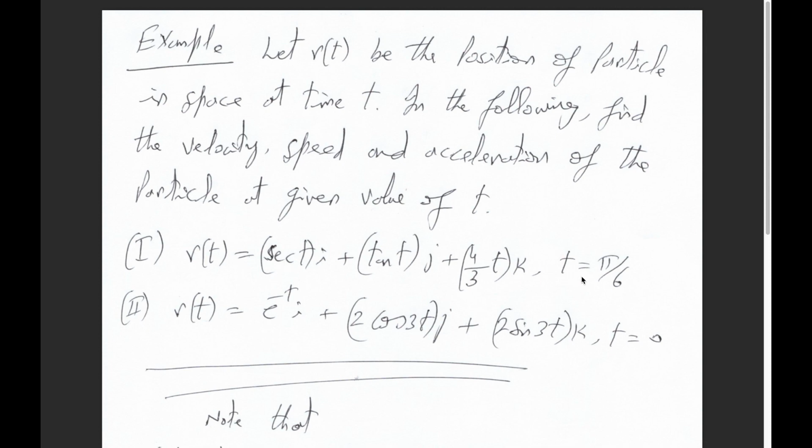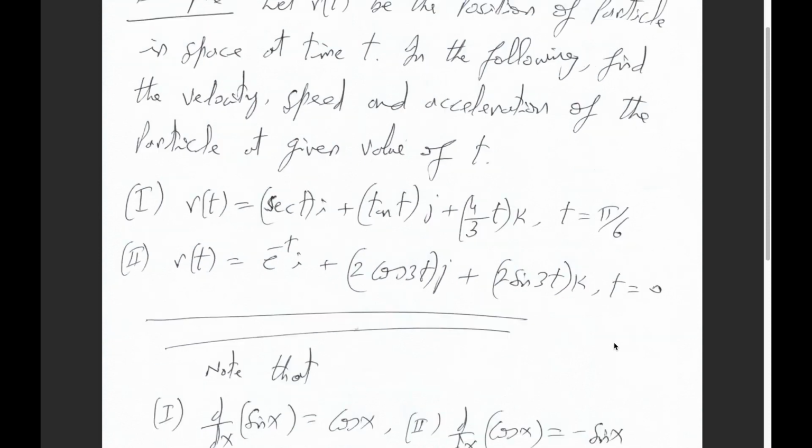At t equal to pi by 6. Similarly, you have to find the velocity, acceleration, and speed of this position vector r(t), which is equal to e raised to the power minus t i plus 2 cos(3t) j plus 2 cos(3t) k, at t equal to 0. So it's very simple. Just follow the previous two examples and you can solve. I'm sure you can solve very easily. It's not at all difficult.